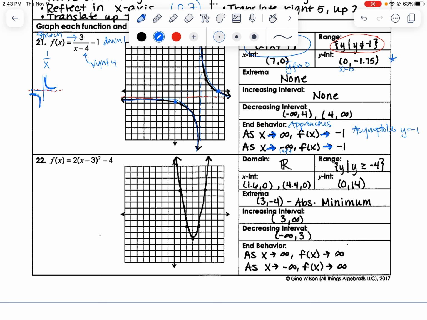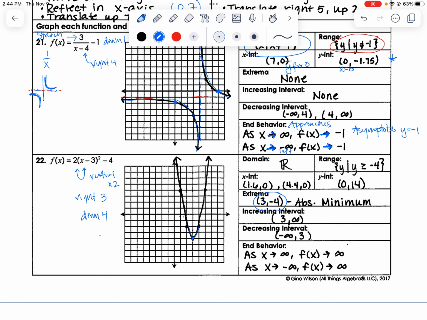All right, in the next one, now I'm looking at a parabola that's been vertically stretched by a factor of 2. It's been moved to the right 3 units, and it's gone down 4 units. So the new vertex should be at the point (3, -4). Look at where the extrema is. It's an absolute minimum at that new (h, k) point, (3, -4). The domain is all real numbers. The range is all y values greater than or equal to -4 because, as we just discussed, that's the lowest point.